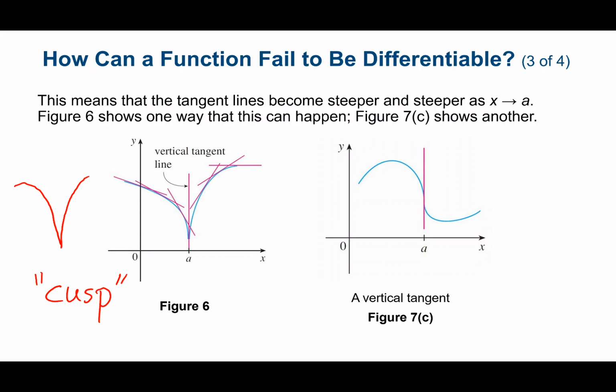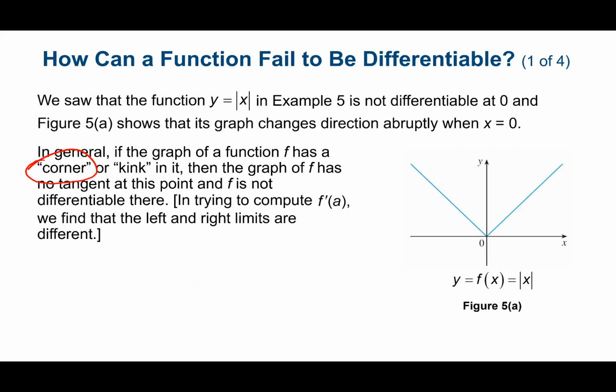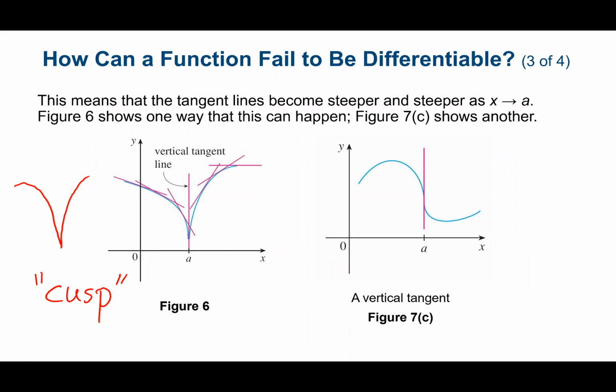The thing about these three situations, that function is continuous. You can draw it without picking up your pencil. The one with the cusp is continuous. You can draw it without picking up your pencil. The one with the vertical tangent line is continuous. You can draw it without picking up your pencil. So those are continuous functions that are not differentiable at certain values.